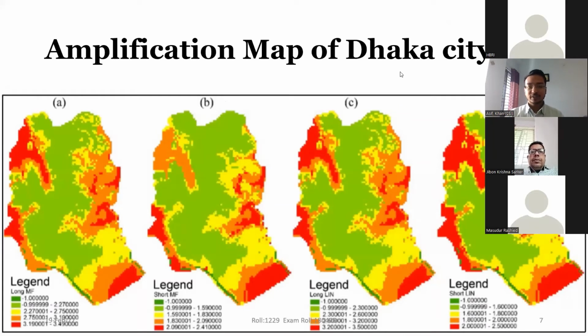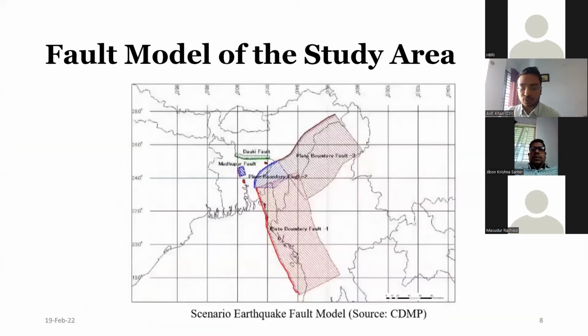This is the amplification map of Dhaka city, where we can see the magnitude values of Dhaka city. And this fault model was already discussed by Masud-san. This is the Dauki fault and other faults overlapping in Dhaka city.